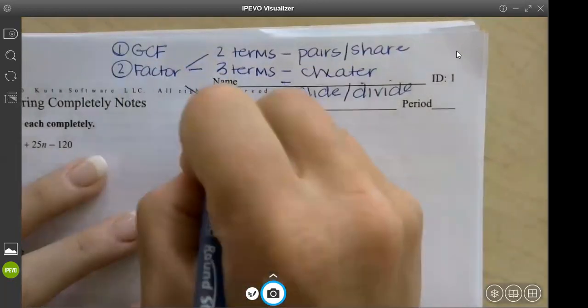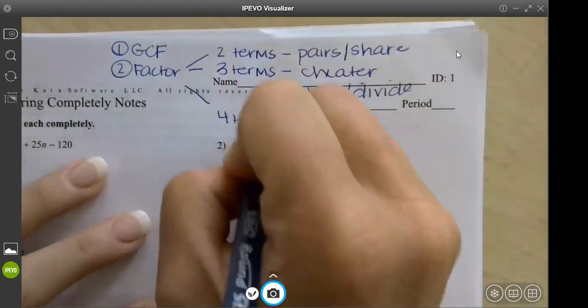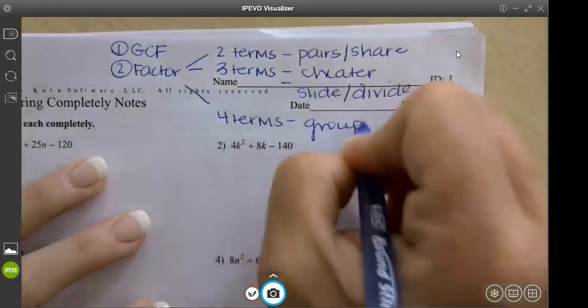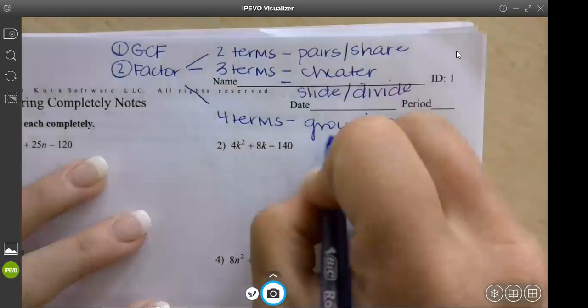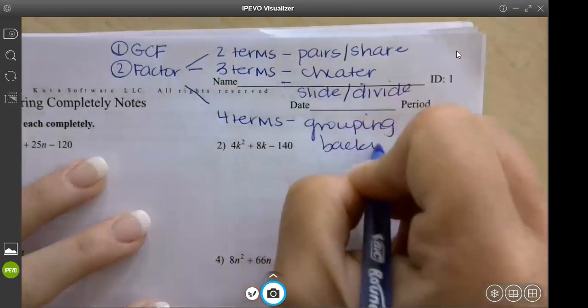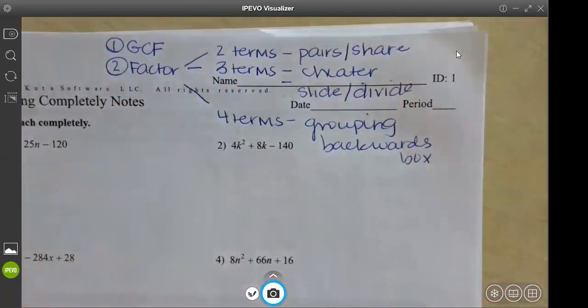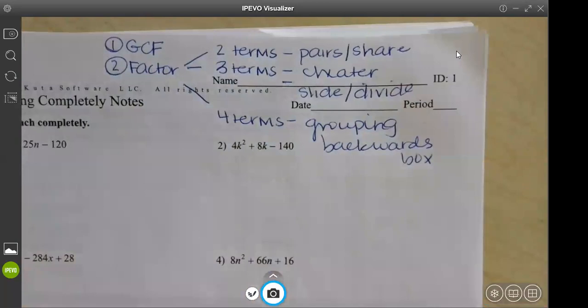And then the last one we had was 4 terms. And that was the grouping or the backwards box. You guys liked the box. So whichever one, that's kind of your cheat sheet. Always try to pull the GCF out first. Hopefully that'll give you a cheater method instead of slide and divide. That's why we want to do it. And then if we're doing grouping, you want to pull that GCF out first and then use the box.